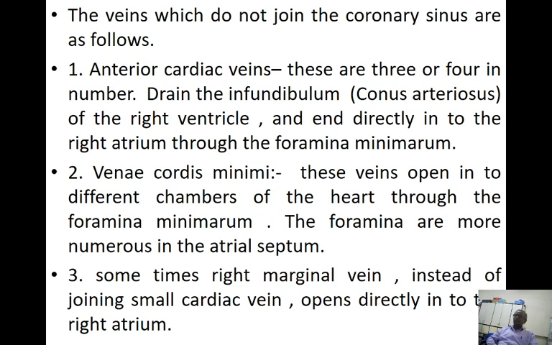The veins which do not join the coronary sinus are as follows. Anterior cardiac veins. These are 3 or 4 in number. They drain the infundibulum, conus arteriosus, which is the outlet of the right ventricle, and end directly into the right atrium through the foramina minimorum.